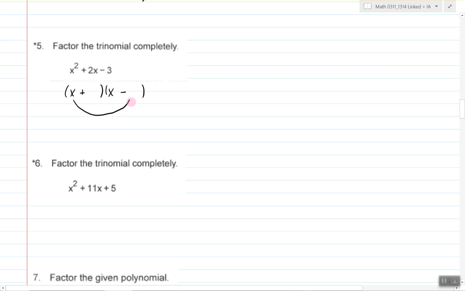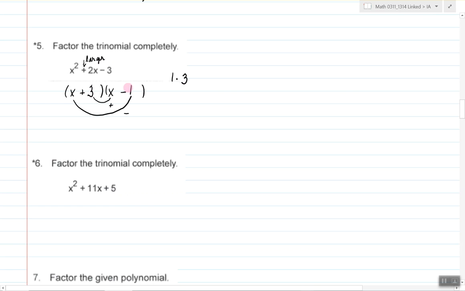I will need an outer product that's negative and an inner product that's positive. And these two quantities have to multiply together to give me 3. Well, there's only one way to get 3. 1 times 3. Do those have a difference? Subtract, a difference of 2. The answer is yes. The larger of the two numbers will go with the positive sign. So the 3 will go with the plus and the 1 will go with the minus.